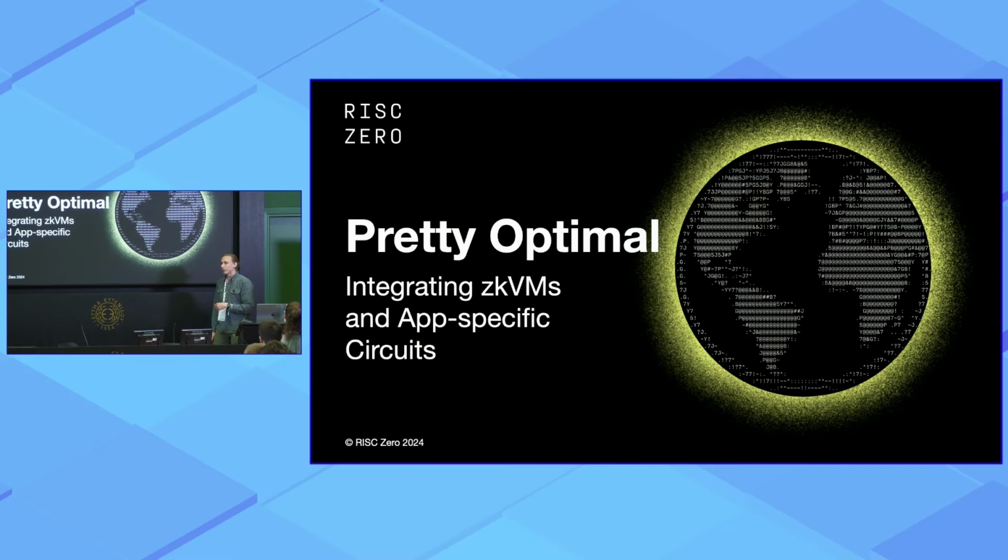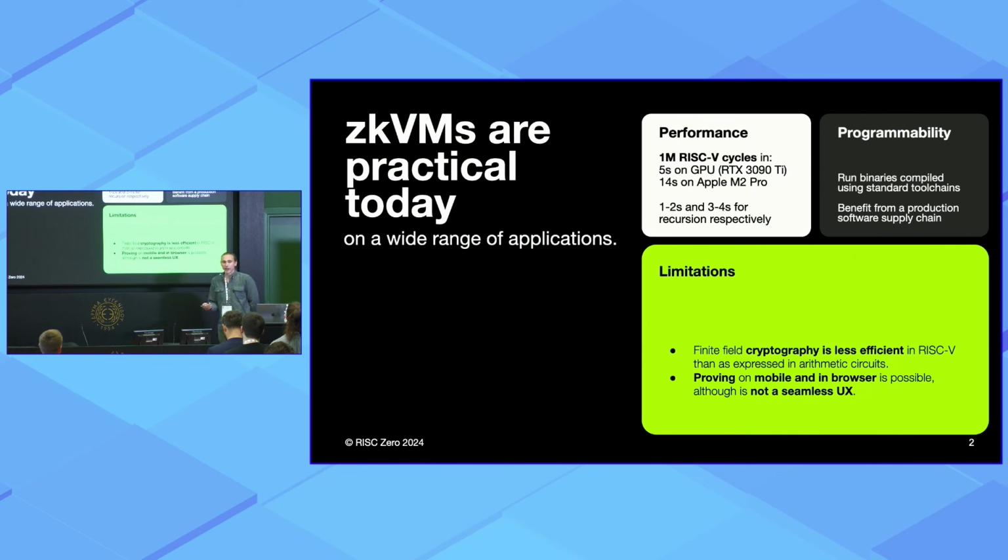So one thing I want to start with, right off the bat, is some context setting, which is that we are living in a world where zkVMs are practical for a wide range of applications today. So right now for RISC Zero, for instance, and there are others as well, basically you can compute about 1 million RISC-V cycles in 5 seconds on a GPU, or about 14 seconds on a Mac M2 Pro. 1 million cycles is plenty of time to do things like JSON parsing, signature verification, chessboard checkmate validation. There's a lot of things you can do in a million cycles.